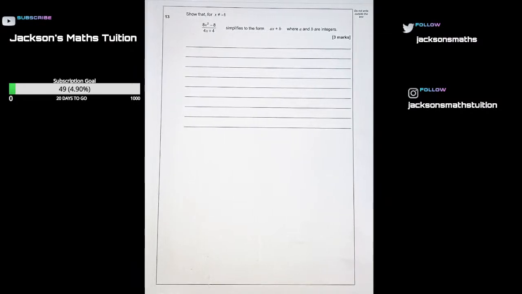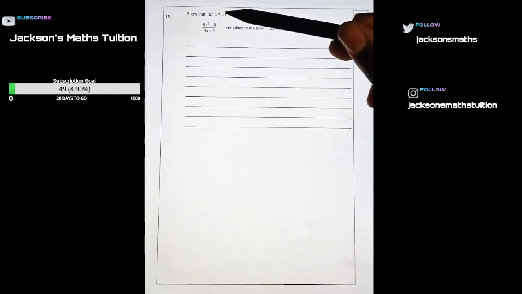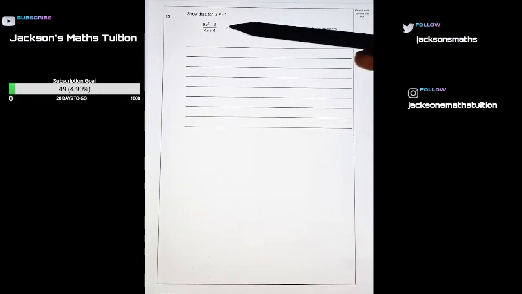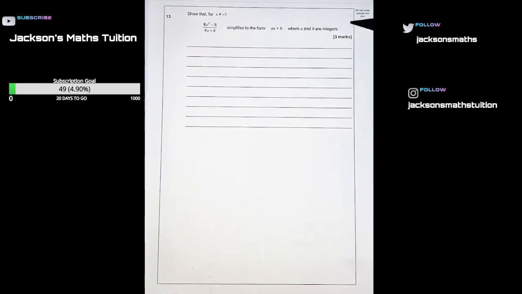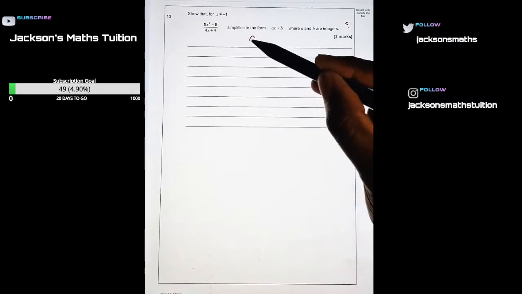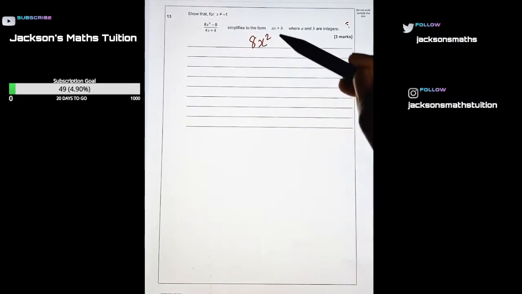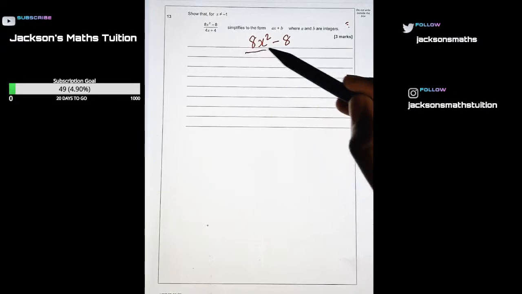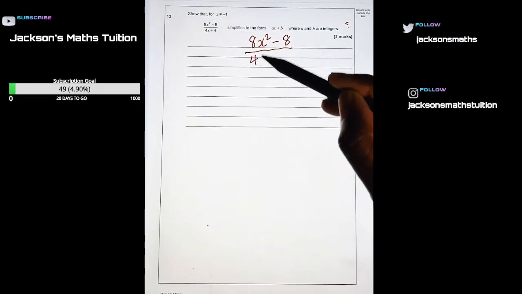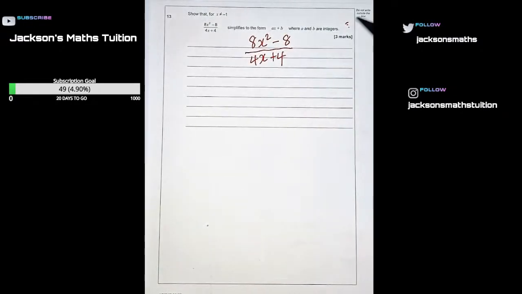Question 13. Show that x is not equal to -1. We're going to use this fraction here. So this is a higher question now, guys. And we're going to write it in the form ax plus b, where a and b are integers. So if I have 8x squared minus 8 being divided by 4x plus 4, to get it into the form ax plus b, I'm going to have to factorize.